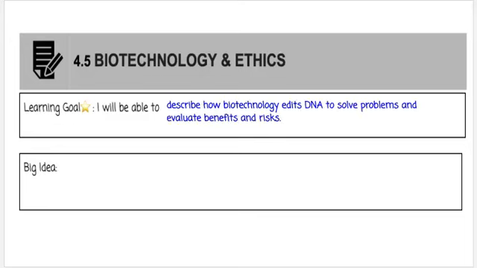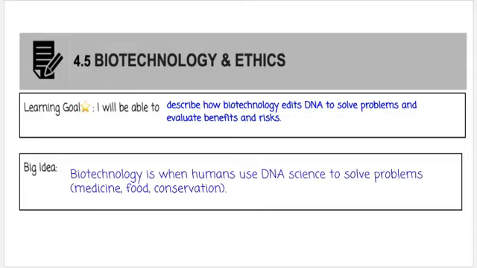Learning Goal. I will be able to describe how biotechnology edits DNA to solve problems and evaluate benefits and risk. The big idea is biotechnology is when humans use DNA science to solve problems such as fixing people who are sick with medicine, providing more food for a population, or conserving species that may have passed away or are on the verge of being extinct.